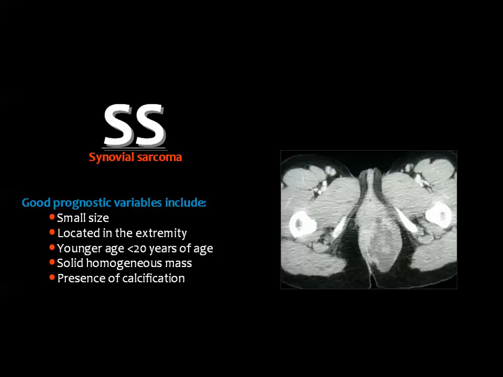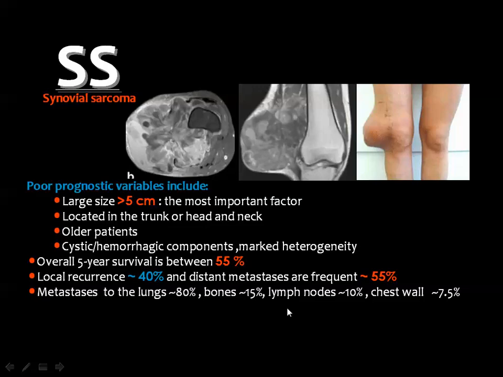Synovial sarcoma, there are two major categories. The category with good prognosis includes the small size, extremity location, young age, solid homogeneous mass, then the presence of calcium. These are the criteria of a lesion with relatively good prognosis. But a lesion with poor prognosis includes large size more than 5 centimeter, and this is the most important prognostic factor, the size of the tumor.